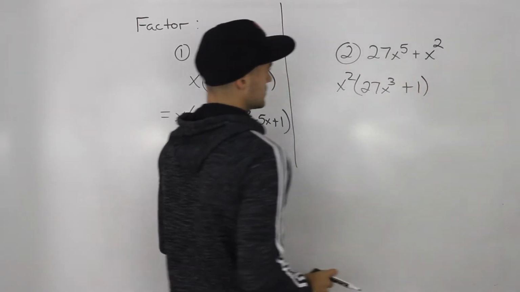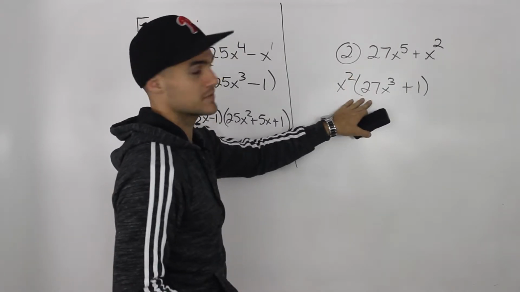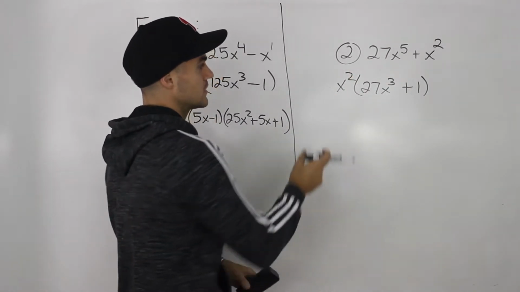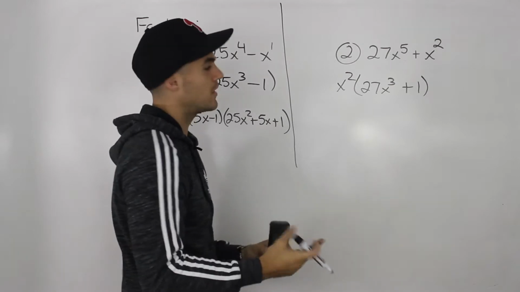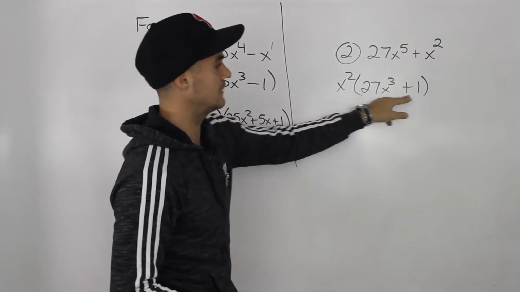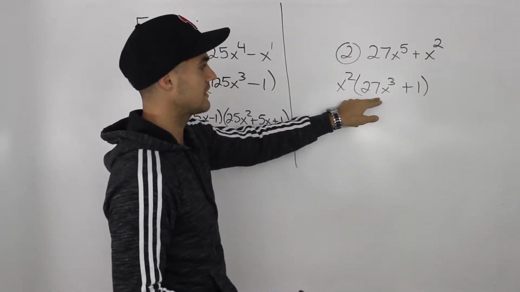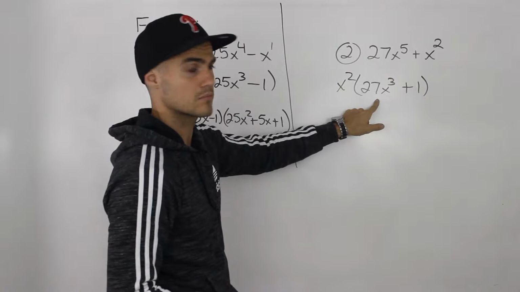In our factoring, we have this expression, we split it up into two factors, but with factoring, you always want to split it up into as many factors as possible. So this x squared, we can't do anything else with it. Can we do anything with this 27x cubed plus 1? Well, we can. Notice how this is a sum of cubes.